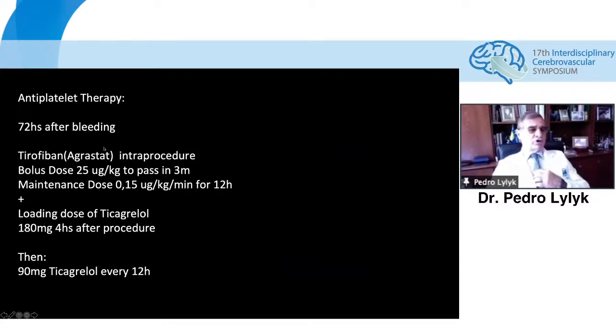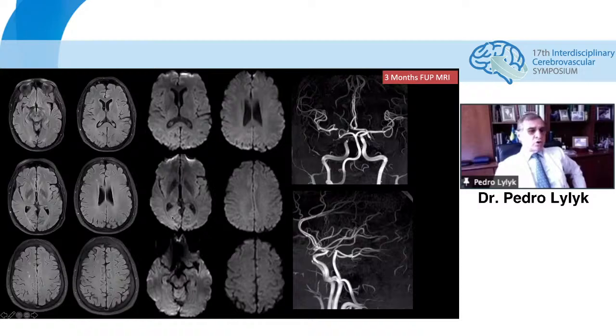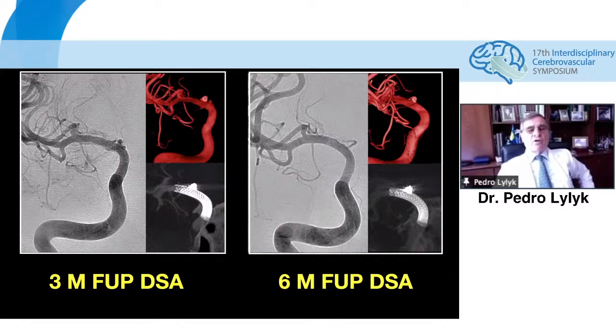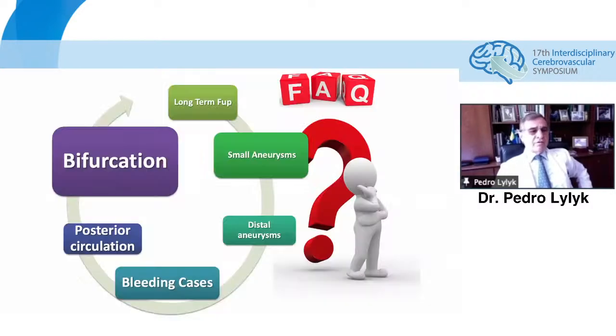We put those patients on Aggrastat on the table, and we keep them on ticagrelor right after. This is just to show you the MRI, showing there is no deficit in the diffusion. And this is the 6-month follow-up, showing nice occlusion of the aneurysm.